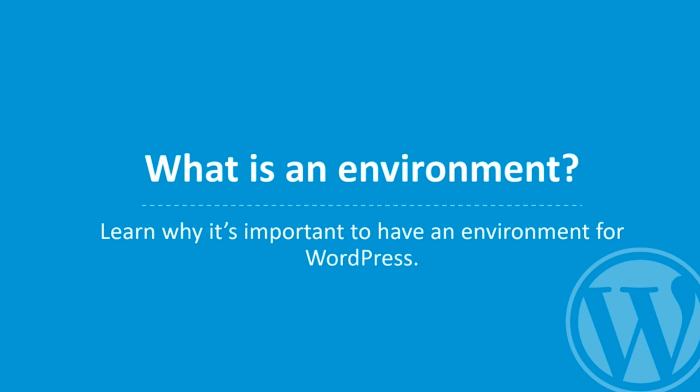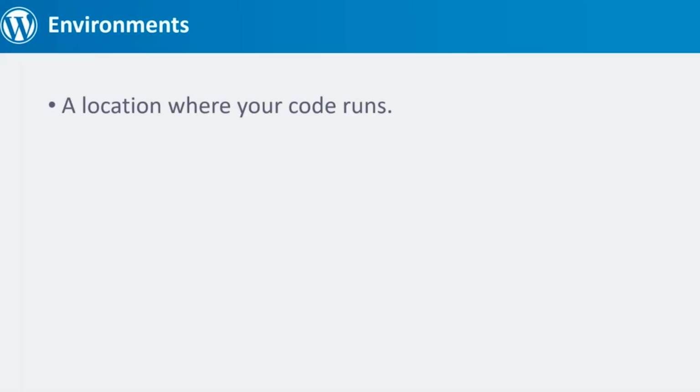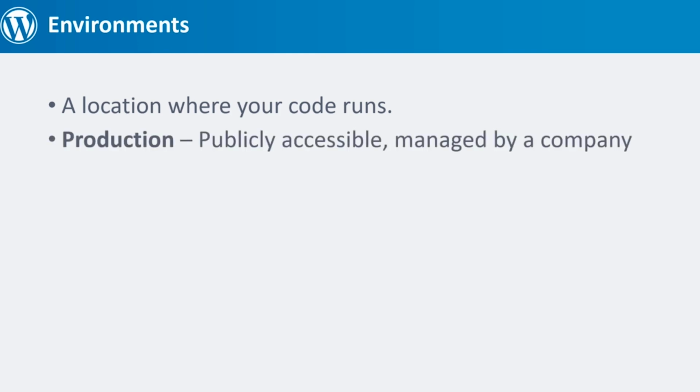An environment refers to the physical location where your code runs. It's a machine installed with software for executing a program. WordPress needs additional programs to be fully functional. There are two types of environments you'll come across. The first type of environment is a production environment.